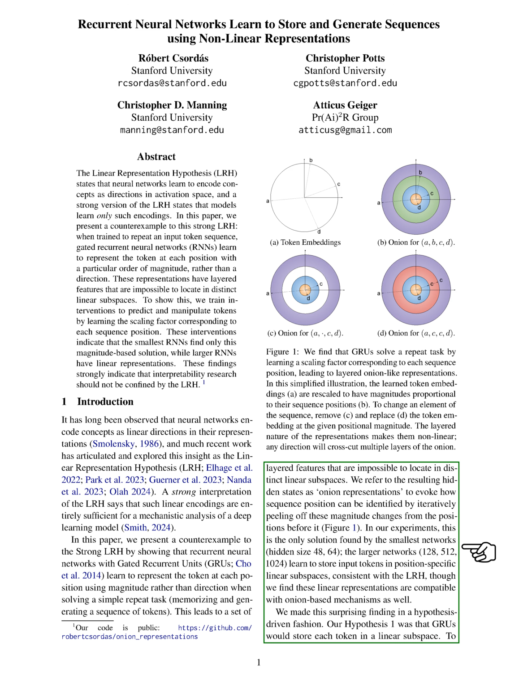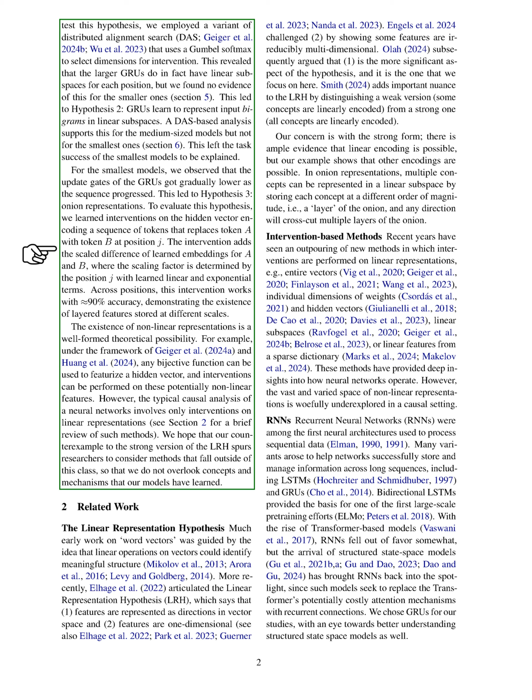We approached this investigation with specific hypotheses. Our first hypothesis was that GRUs would store each token in a linear subspace. To test this, we used a method called Distributed Alignment Search, DAS, with a Gumbel softmax to select dimensions for intervention. This analysis confirmed that larger GRUs have linear subspaces for each position, but we found no such evidence for the smaller networks. This led us to our second hypothesis, that GRUs learn to represent input bigrams in linear subspaces. Our DAS analysis supported this for medium-sized models but not for the smallest ones.